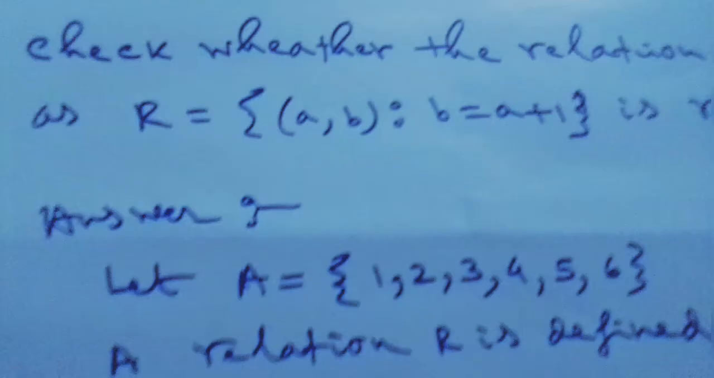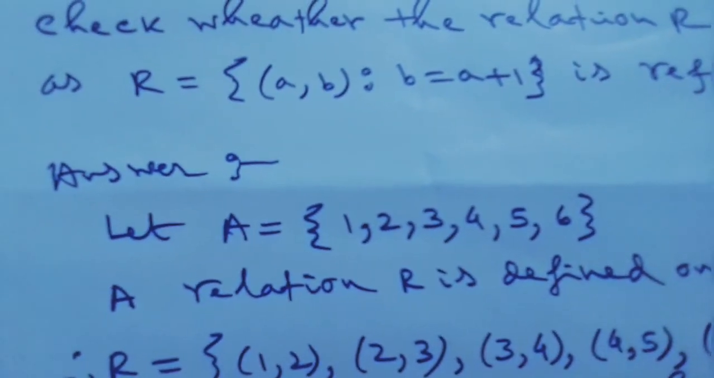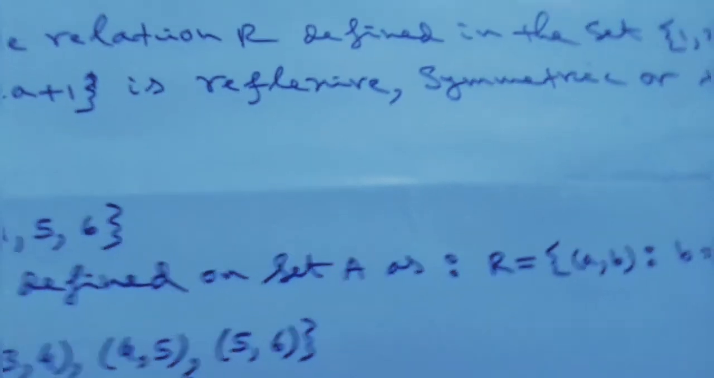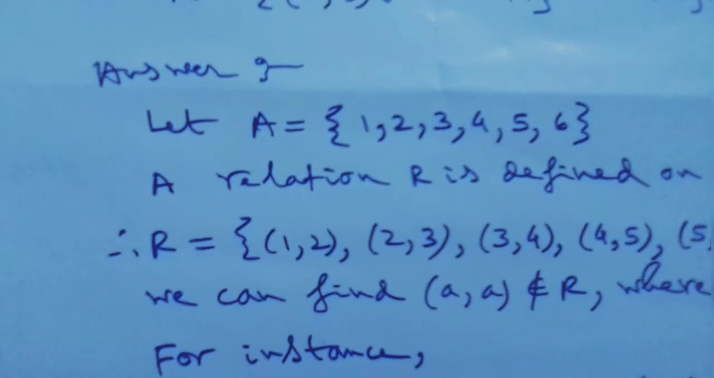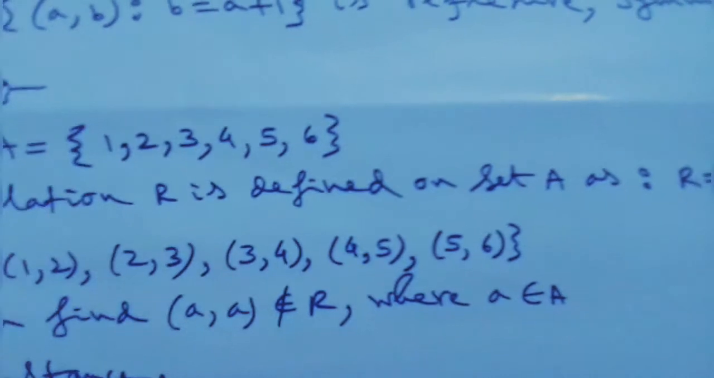Now let's watch another problem. We check whether the relation R defined on the set {1, 2, 3, 4, 5, 6} as R equals {(a, b) such that b equals a plus 1} is reflexive, symmetric or transitive. How to test? Taking the set A equals {1, 2, 3, 4, 5, 6}, a relation R is defined on the set A as R equals {(a, b) such that b equals a plus 1}.